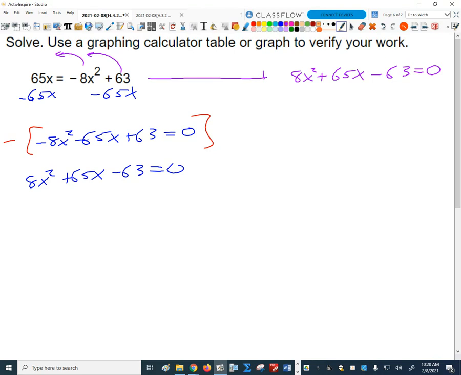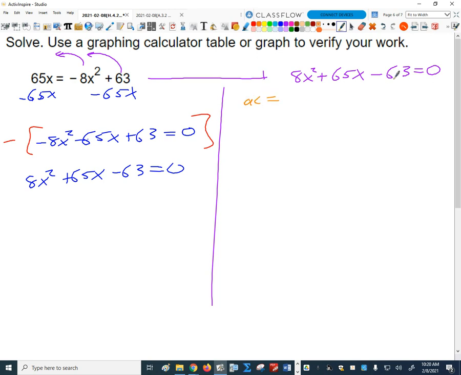So this is one where a is not equal to 1. Unfortunately, I can't factor out a GCF here to make this easier, can I? There is no number that divides into 8, 65, and 63 other than 1. So I'm stuck with a harder factoring problem where a is not equal to 1. We've got to find magic numbers. Okay, so we know that m and n have to multiply to a times c.